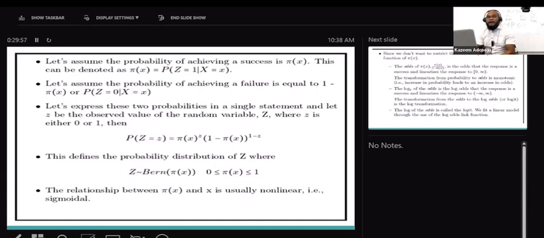Now, like I said, this is going to follow a Bernoulli distribution. That's what you're seeing here. The probability of Z equal to z will be pi raised to power z, times 1 minus pi raised to power 1 minus z. That's a Bernoulli. And that's why we say the distribution cannot be normal.